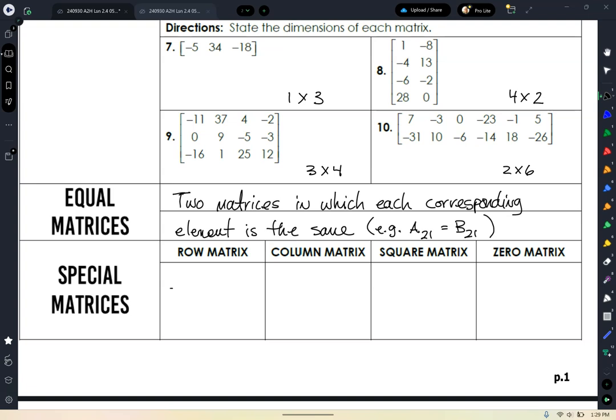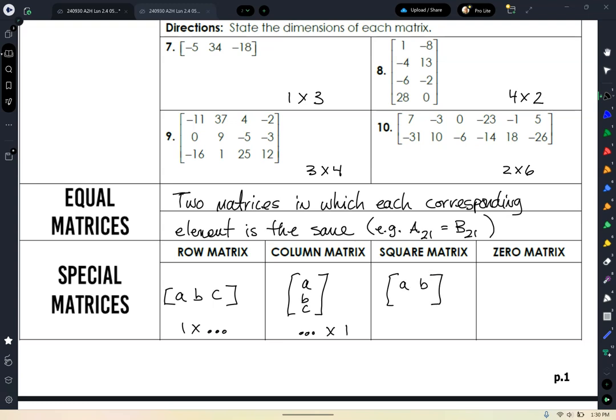A row matrix might look something like this. It is a 1 by, could be a lot of columns. A column matrix would look something like this. It's a something by 1. This one will come into play. This is a square matrix.